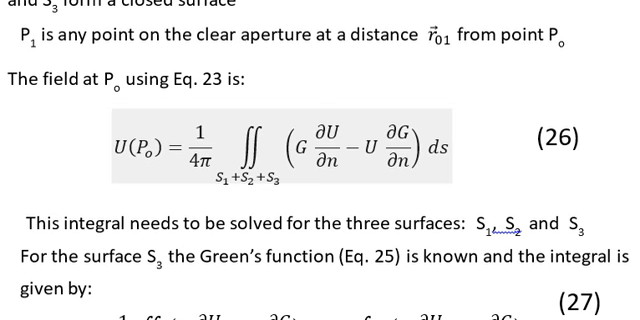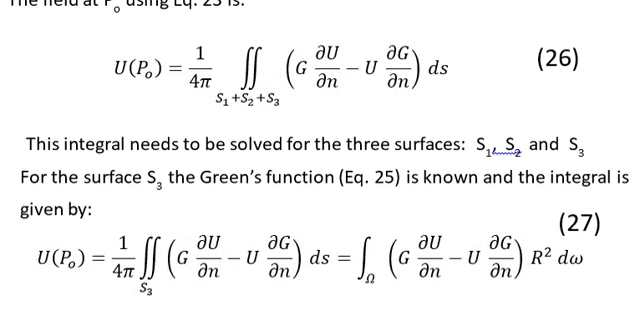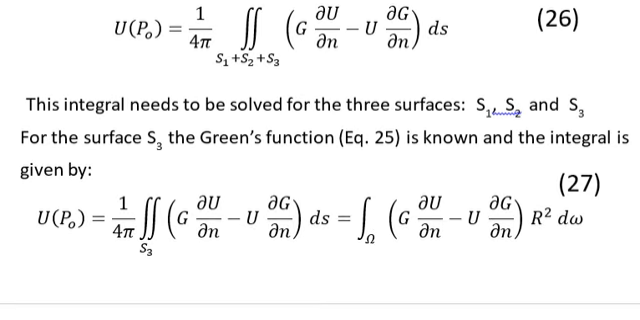So the field at P naught, that is u of P naught, is equal to 1 over 4 pi, the double integral over each of the three surfaces, that is on surface S1, surface S2 and surface S3, and the integrand is g ∂u/∂n minus u ∂g/∂n, with the integral element dS. So you see that this is the integral that we have to solve for each of these surfaces. This integral needs to be solved for the three surfaces S1, S2 and S3.